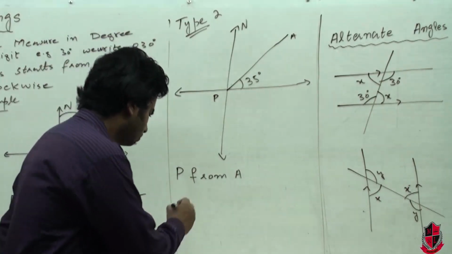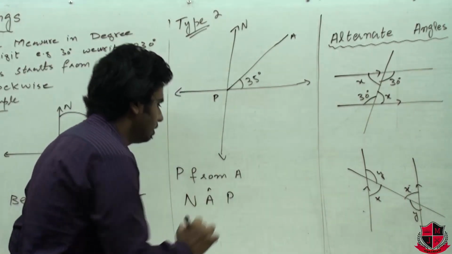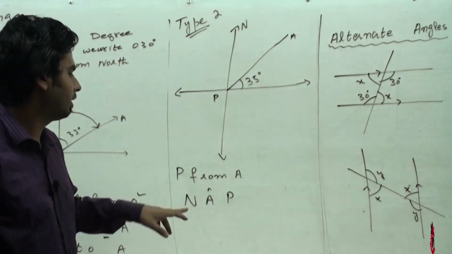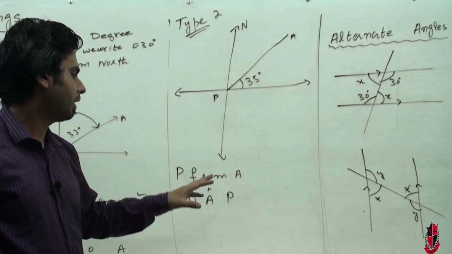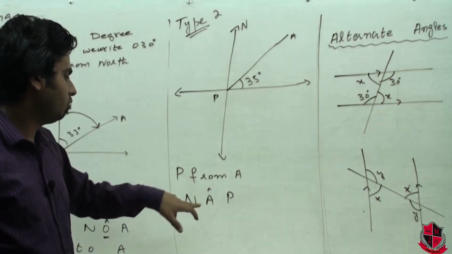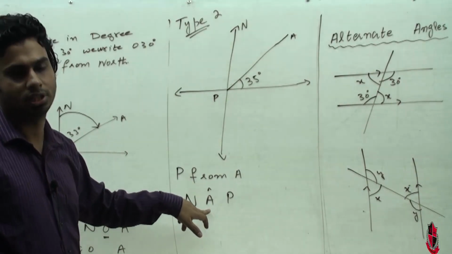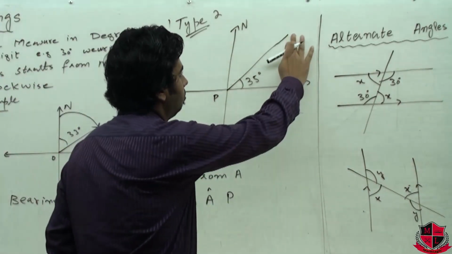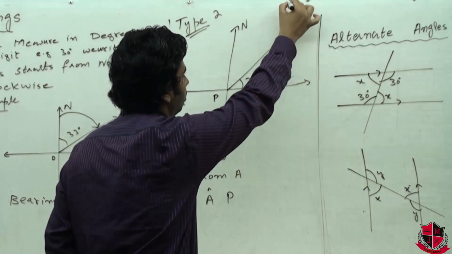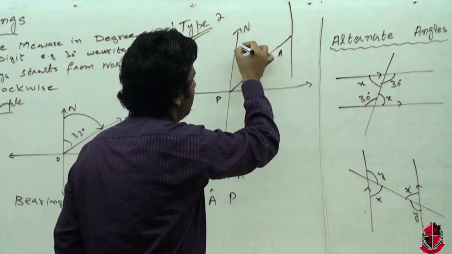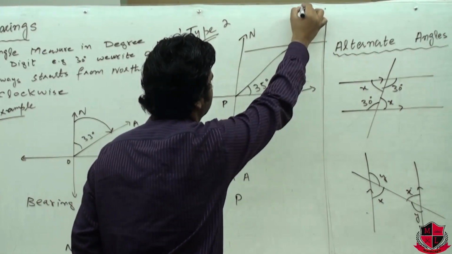So we need to find the bearing of P from A, where the angle will form at A. So we will write NAP. It means we will start our angle from N and end it at P, and we form the angle at A. Now where we form the angle, we will draw north. We will draw north at this point because the angle is forming at A. So I am going to draw another north from my side at this point.